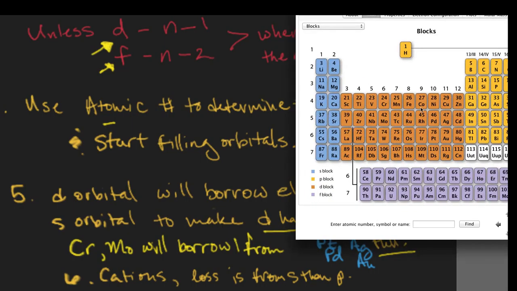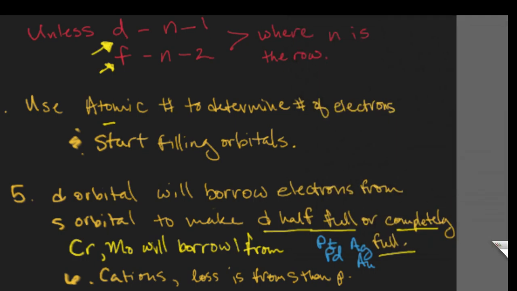Because if you look here, looking at silver, it's 1 away from completely full. Gold, 1 away from completely full. Platinum, palladium, both of these could borrow 2 electrons and get completely full. All right, so you wouldn't even write the s orbital; it just would be a d on that valence shell.